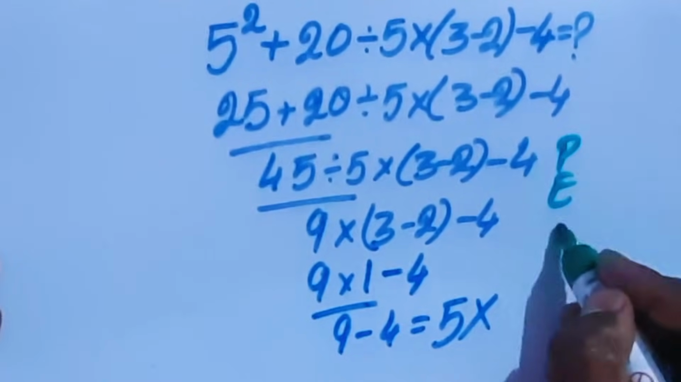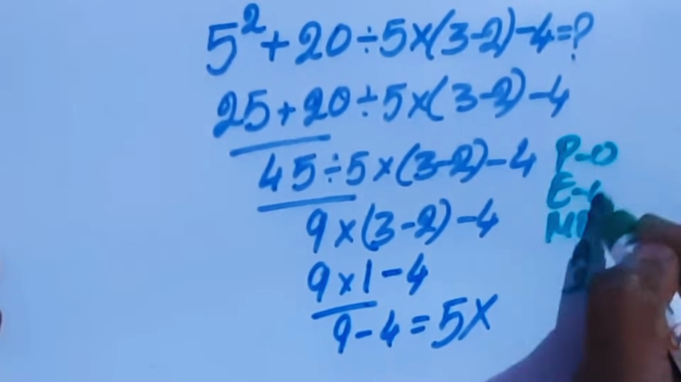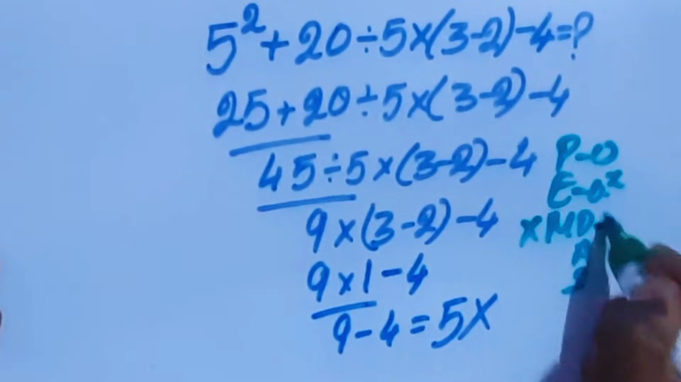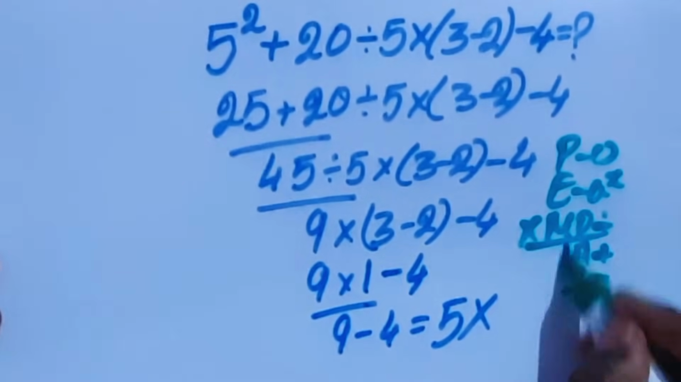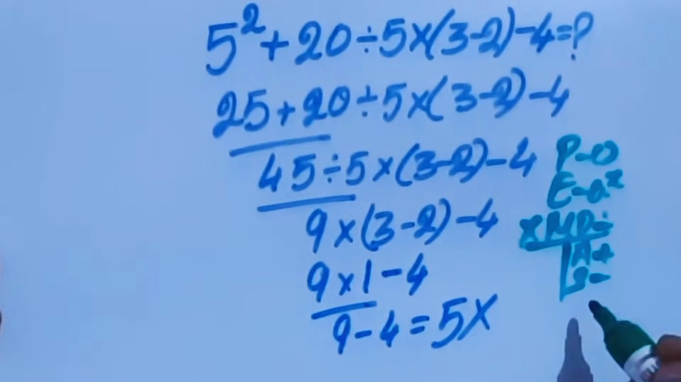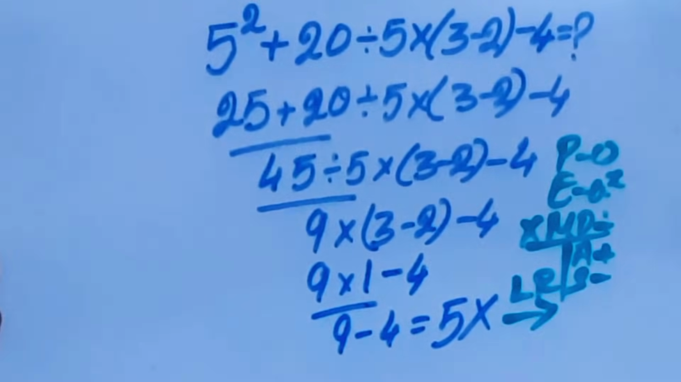Here we are going to introduce this PEMDAS rule from order of operation. This is a bracket, this is the exponent. M stands for multiplication, D stands for division, A stands for addition, S stands for subtraction. Here multiplication and division are equal priority. These addition and subtraction are equal priority. For this equal priority, we are going to introduce another rule called left to right in the problem.